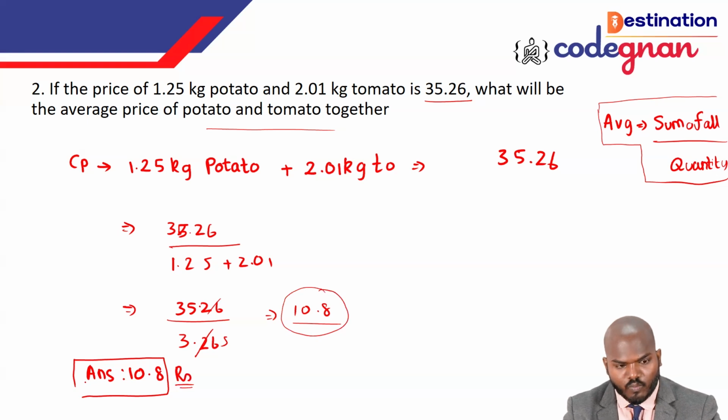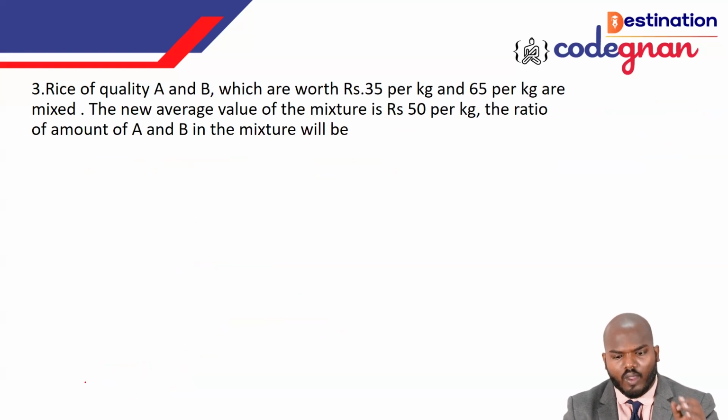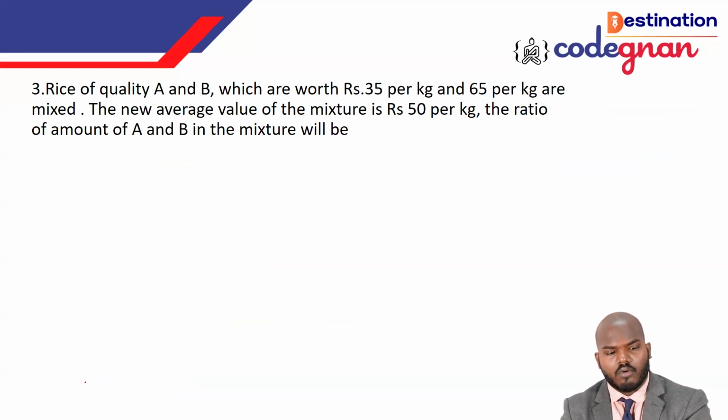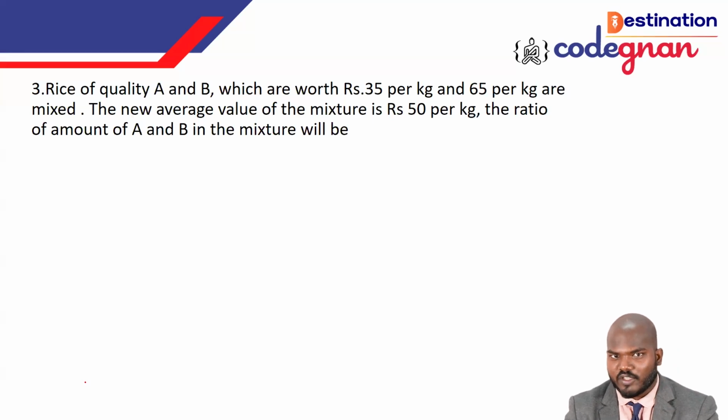Next question, I'll move on to the next one. There is rice of quality A and B, which are worth 35 rupees per kg and 65 rupees per kg, and they are mixed together. The new average value of the mixture is 50 per kg. So the ratio of the amounts of A and B is equal to what? Hello everyone, can you understand the question, right?